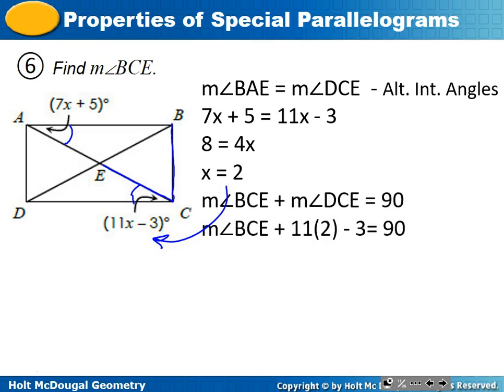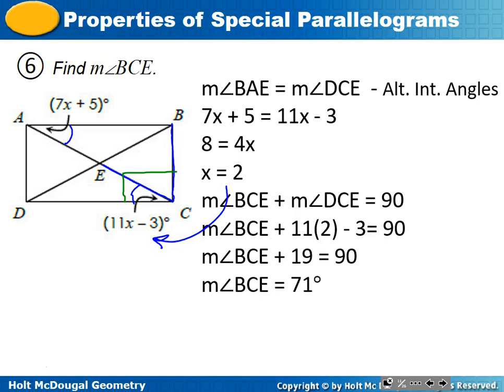And when we add these two angles together, I want to show you something. When we add these two angles right here together, again, that's a right angle down there because this is a rectangle. So when we add angle BCE to angle DCE, it equals 90. So we're going to get BCE plus 19 equals 90. We're going to subtract the 19 from both sides. So that means the measure of BCE is 71 degrees.